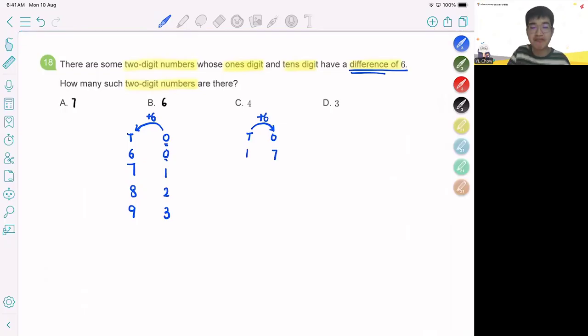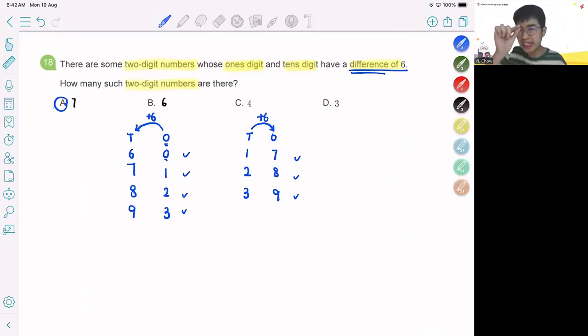1 plus 6, 7. 2 plus 6, 8. 3 plus 6, 9. Now, of course, I don't list out 4, because 4 plus 6, 10 is not a digit. So altogether, there will be 1, 2, 3, 4, 5, 6, 7. There are 7 such two-digit numbers.